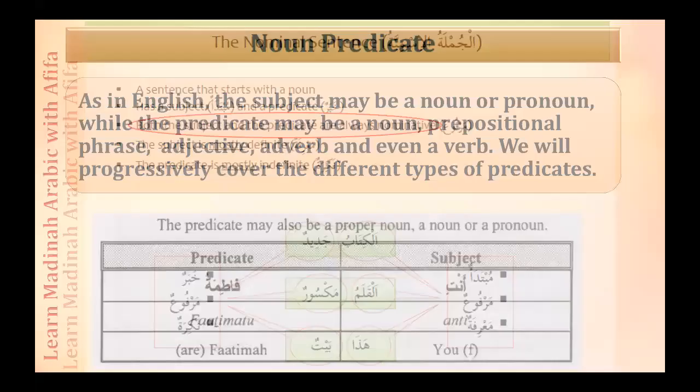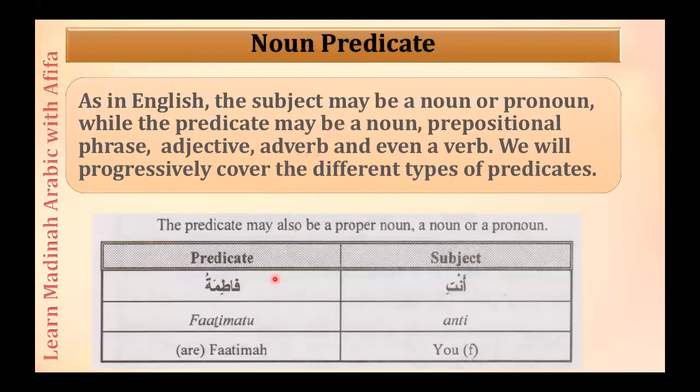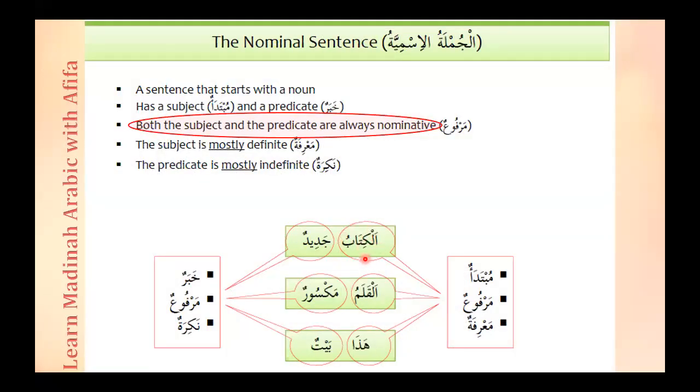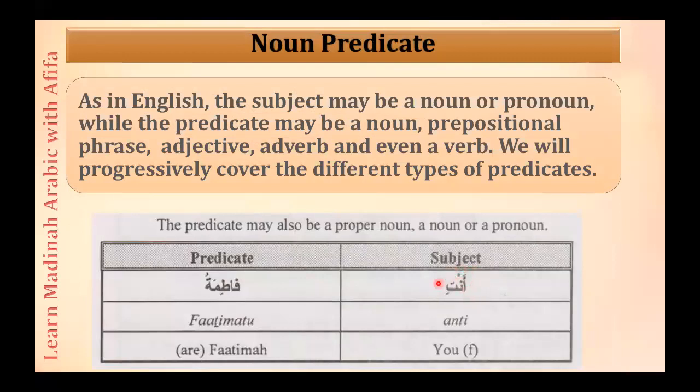Now it is telling you that the subject may be a noun or a pronoun. Before, in our examples, we saw a noun as the subject in these two examples. But in this case, the subject is a pronoun. We have not studied anti yet. We will study it in the future. But just for now, to show you that the subject can also be a pronoun. So this is saying, you are Fatima.